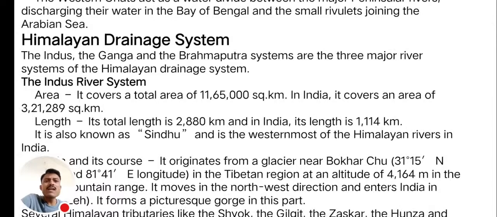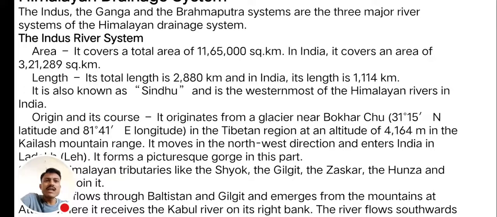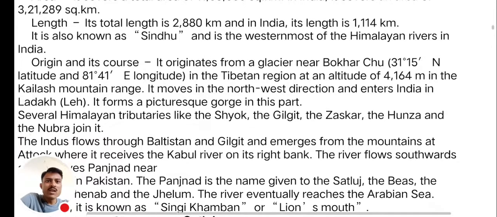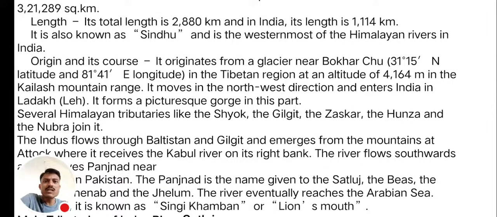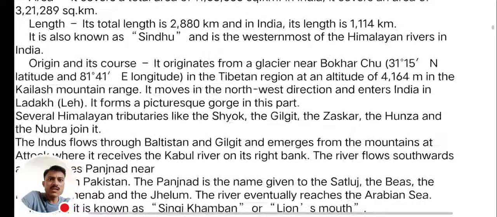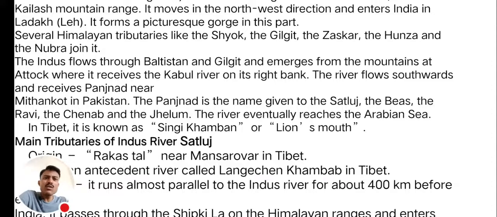Now the Himalayan drainage system is given in great detail. Like the Indus river system: how much area it covers and its length are given. Its different name, Sindhu, is given. Its origin and course, where it originates and how it flows, then which are its tributaries, like Shyok, Gilgit, Zaskar, Hunza and Nubra, which join the Indus. The Indus flows through Baltistan. How it flows and how it goes into Pakistan, everything is given in the NCERT itself. I have taken everything from the NCERT itself.